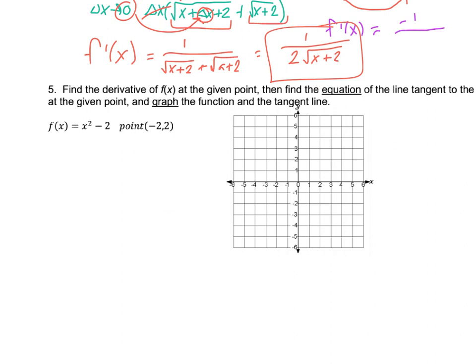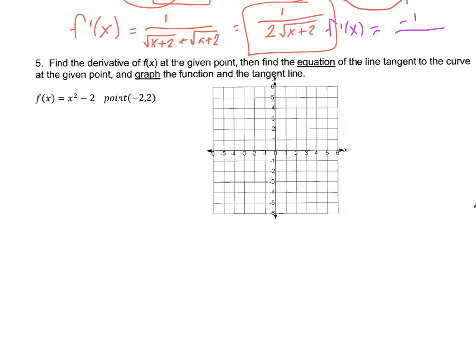Okay, I love this problem because any problem with a graph and a visual, just for me at least, helps solidify what's going on here. So in number 5, we're told to find the derivative at this specific point. So we're going to find the derivative when x is -2. We're going to find the slope of the tangent line there, and then it asks us to find the actual equation of that tangent line.